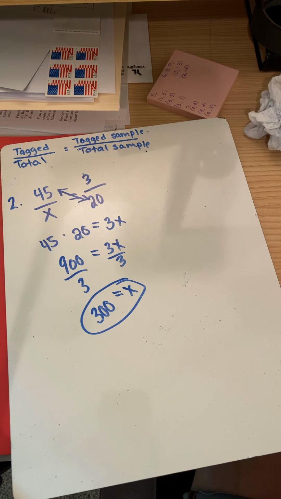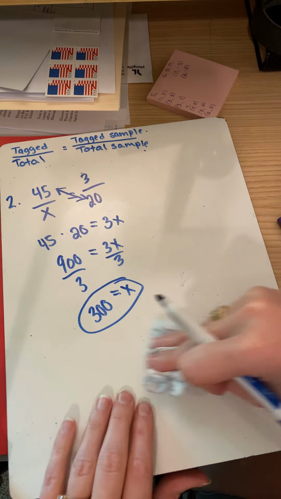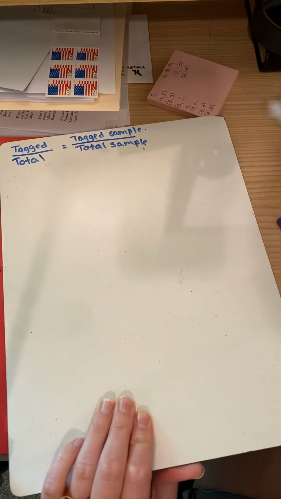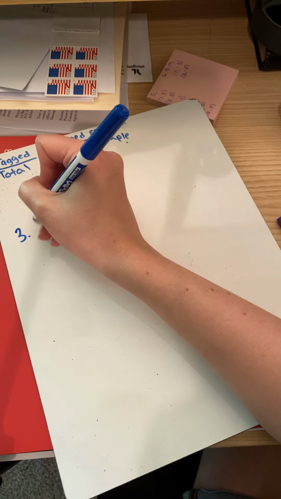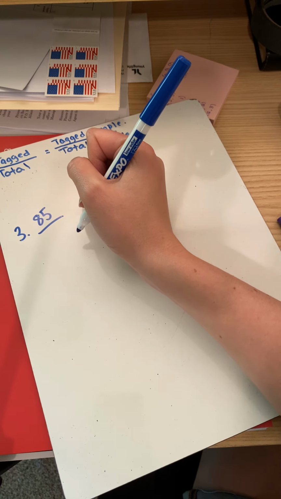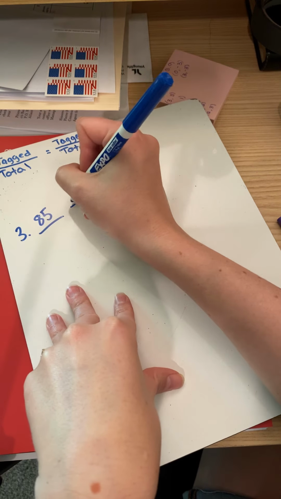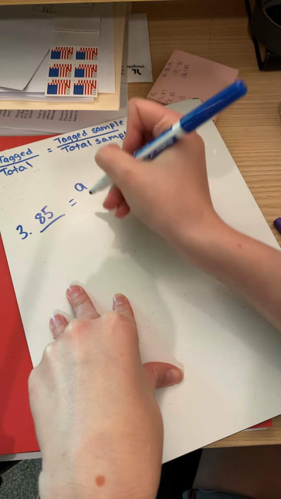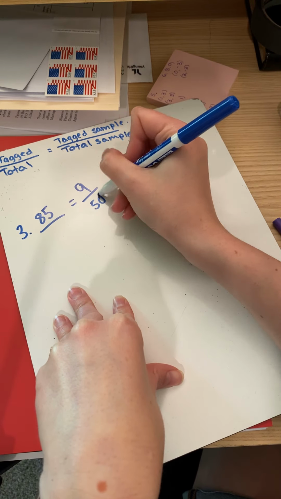Moving on to question number 3. Use proportions to estimate the number of each animal population. In another project, researchers caught and tagged 85 sea lions in the bay. So for number 3, researchers caught and tagged 85 sea lions in a bay. Later, they caught and released 50. Of the ones they later caught, 9 had tags. So later on, 9 had tags out of the 50 that they caught and released.